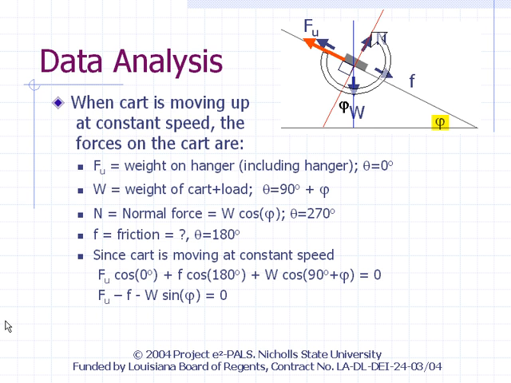Since the cart is moving at constant speed, the sum of all the force components along the inclined plane is 0. The component of F sub u is F sub u times cosine 0, which is simply F sub u. The component of friction is F. F times cosine of 180 degrees is negative F. The component of the force of gravity, W, is W times the cosine of 90 plus phi, or W times negative sine of phi.